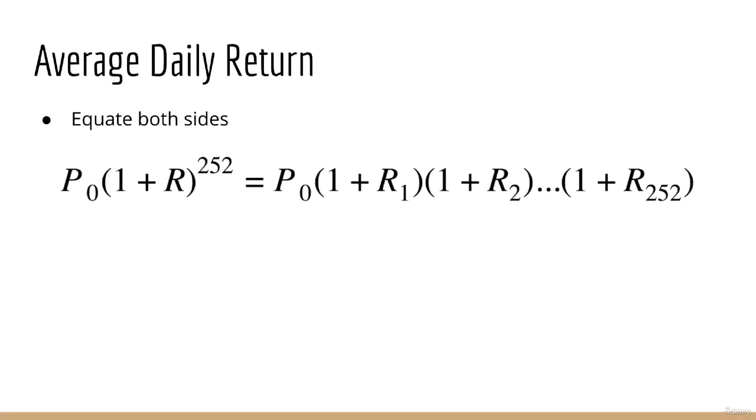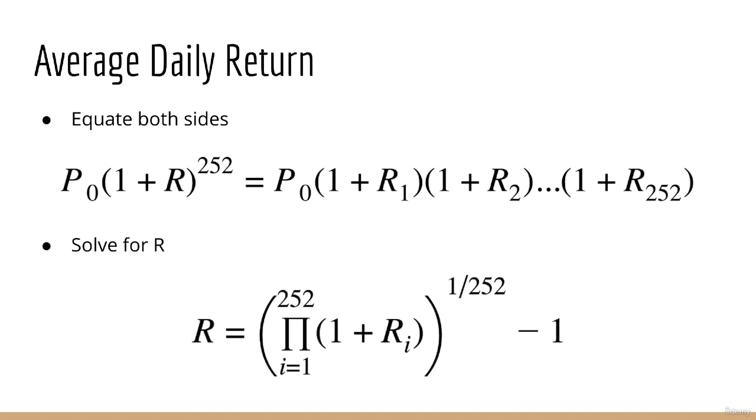We can also equate this to our previous expression so that we can find R in terms of the daily returns over the year. After rearranging, we get that R is equal to the product from i equals 1 to 252 of 1 plus Ri, all to the power 1 divided by 252, all minus 1. As you may know, we call 1 plus R the geometric mean of all the 1 plus Ri's.